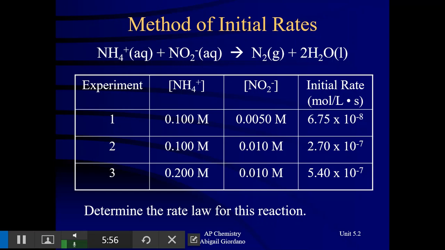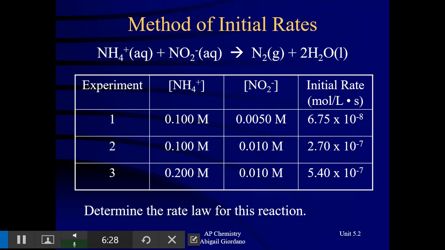We have a balanced equation at the top of the screen, and we are given experimental data. 3 experiments, and let's look at what's in the table. We have molarities of the reactants. Remember, we're looking at the initial rate, so products have not been made yet. We're going to ignore products. And then the column on the right gives us initial rate speeds for each of those experiments. And it says determine the rate law.